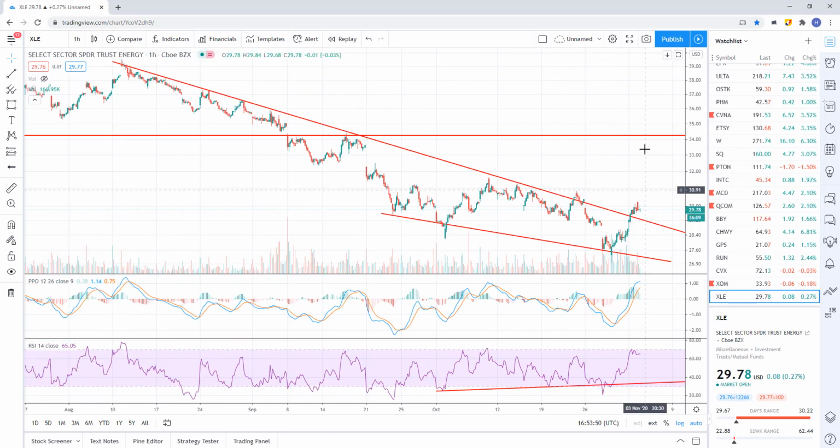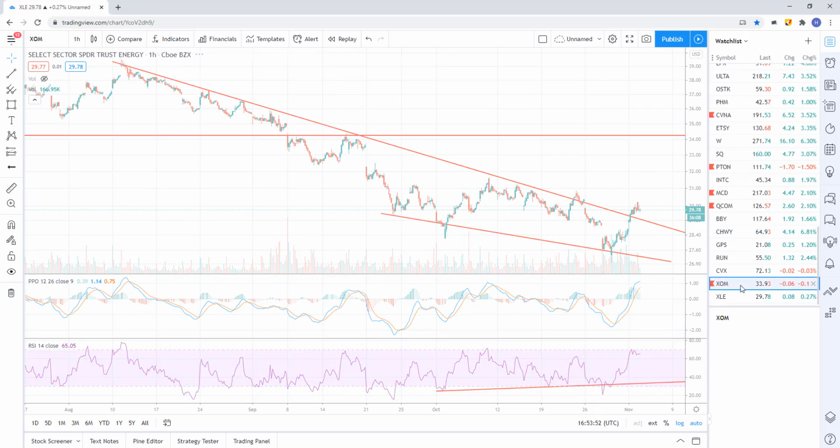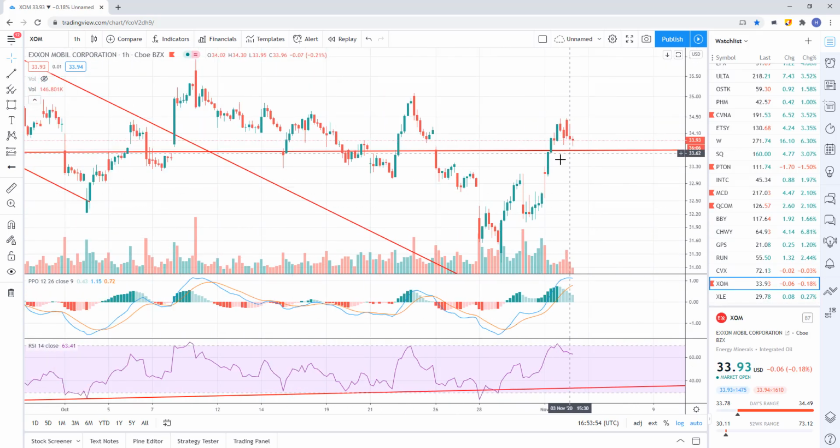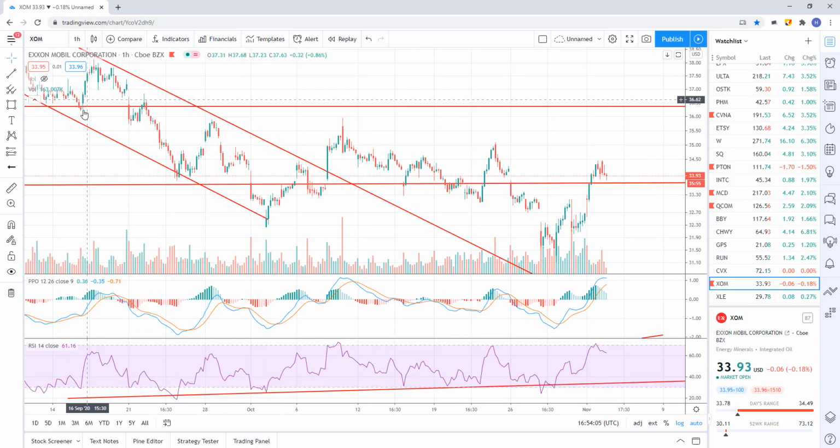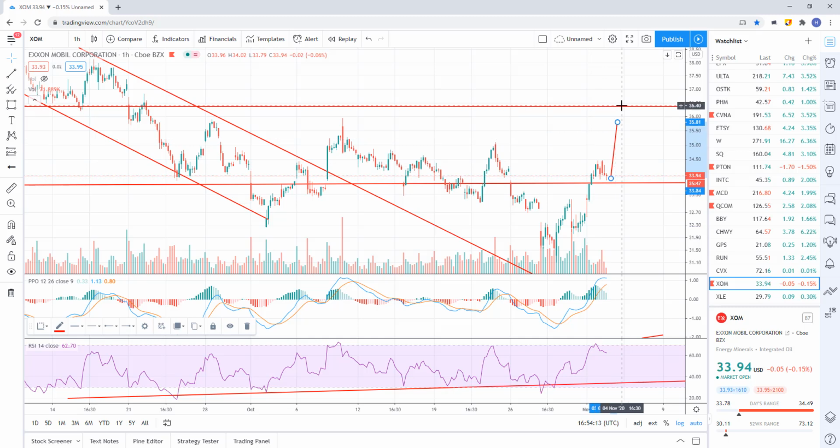XLE, I'm looking for it to run up to 34.27. XOM, you can see we moved above support here at 33.68, and we are just kind of coming back in for a test, and it looks like it's kind of flagging. So to me, this flag sets us up for a move, probably up around this 36.40, I think, in XOM.